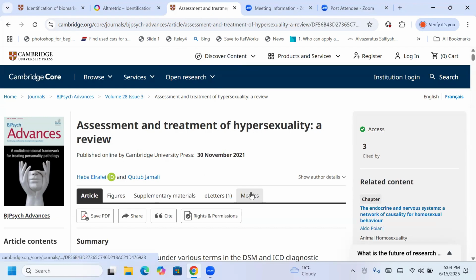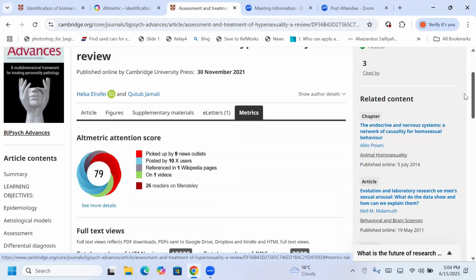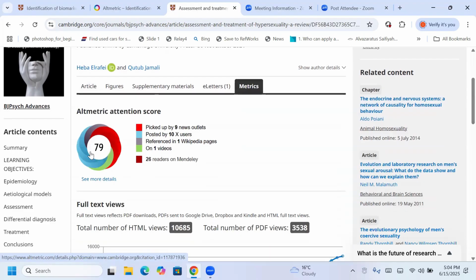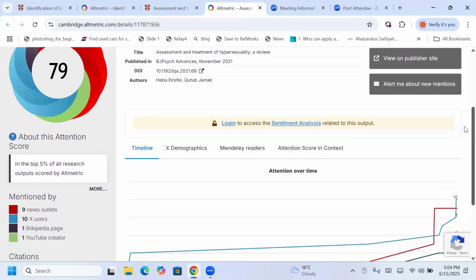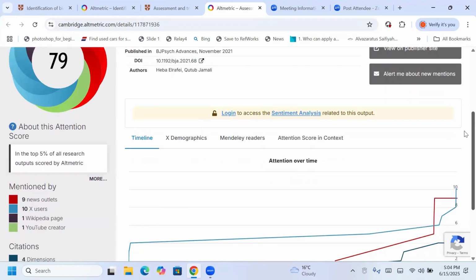So now, if I click on metrics, this is what I get: an altmetric attention score of 79. So the previous article of mine had an altmetric attention score of 2, but that was published in 2023. This was published in late 2021, and this has an attention score of 79. Now, how has this happened? So if I click on more details, this is where it gives you a bigger picture of what exactly has been happening. So as you can see, mentioned by 9 news outlets.